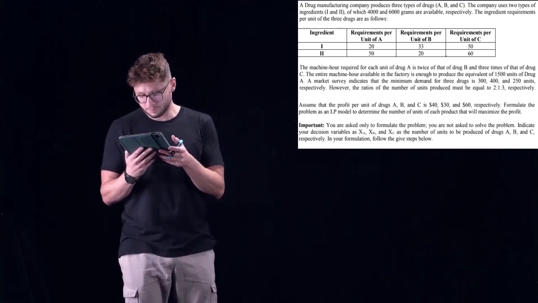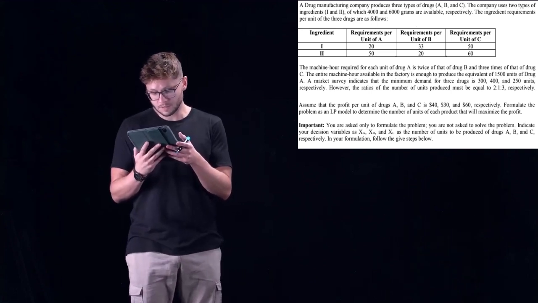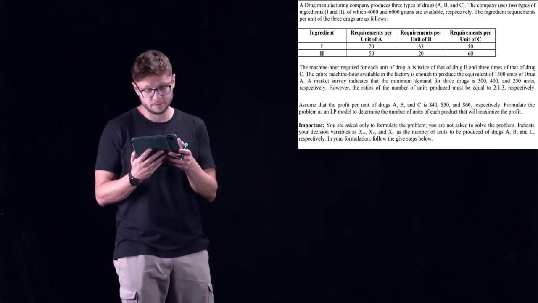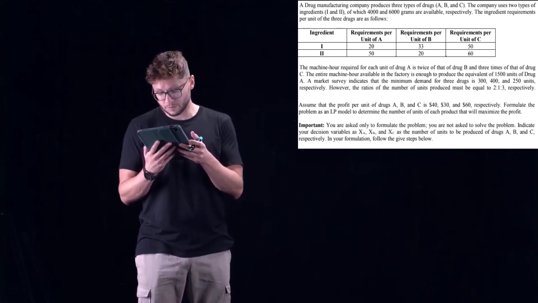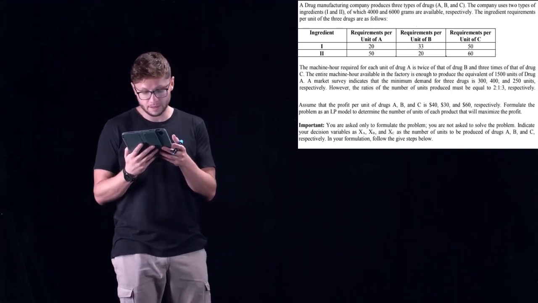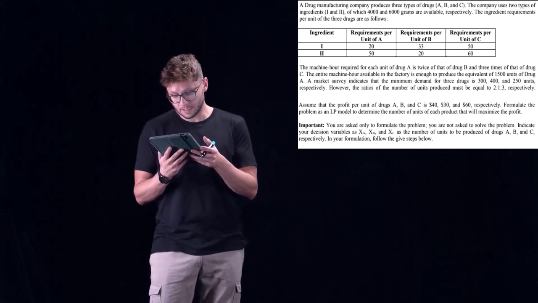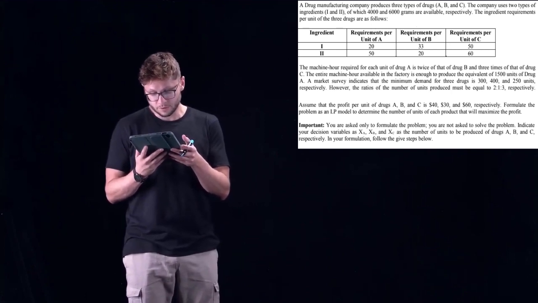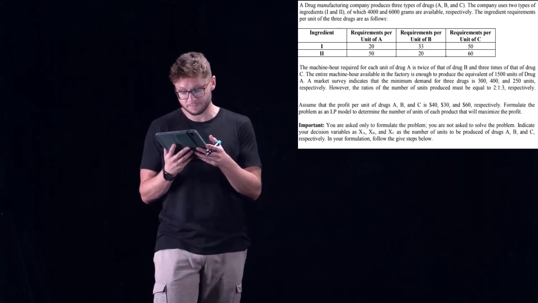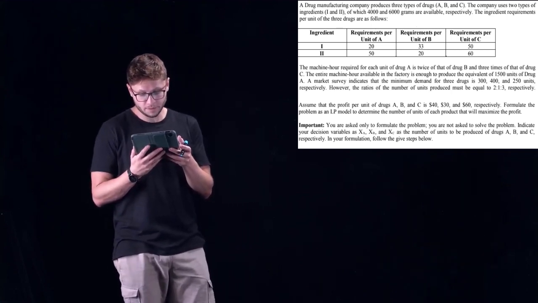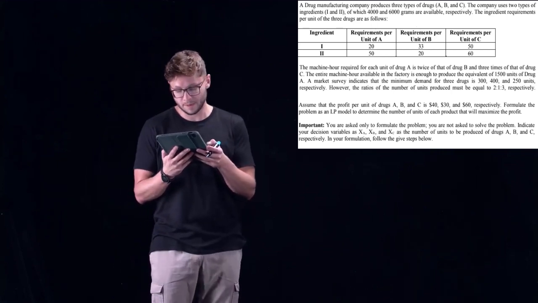The machine hour required for each unit of drug A is twice that of drug B and 3 times that of drug C. The entire machine hour available in the factory is enough to produce the equivalent of 1,500 units of drug A. A market survey indicates that a minimum demand for 3 drugs is 300, 400, and 250 units respectively. However, the ratio of the number of units produced must be equal to 2 to 1 to 3 respectively.